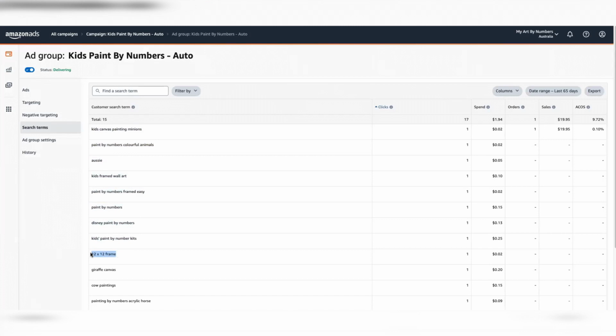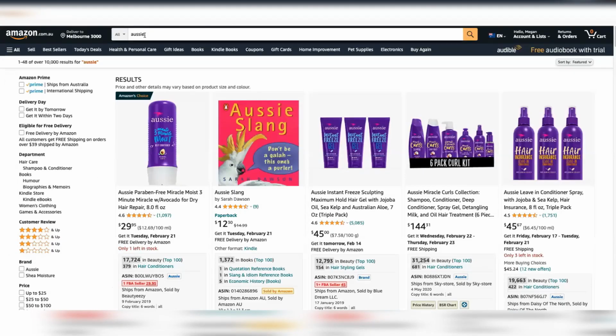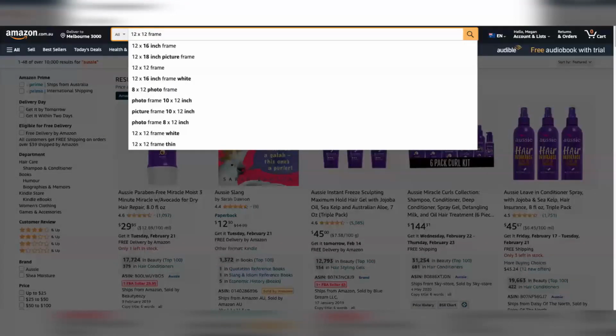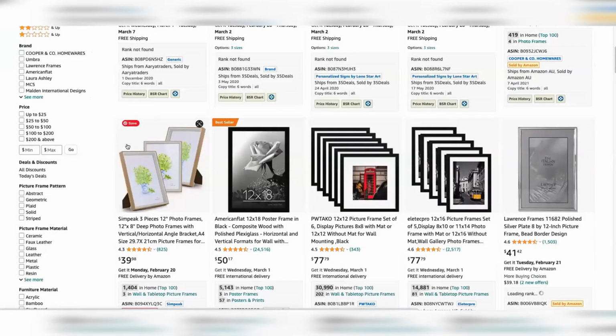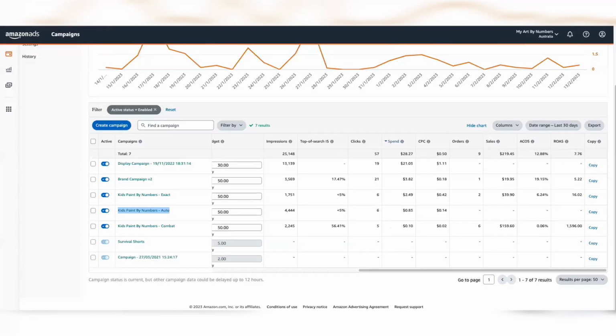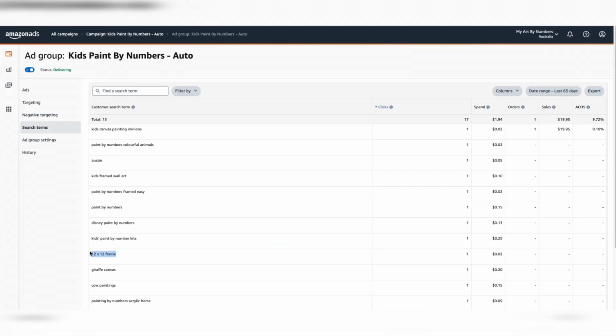So 12 by 12 frame. It's most likely just people looking for, they've got a photo that is that size. They don't want to paint something or buy something for their kids. They're looking for it for a different use. So those two are really good examples.